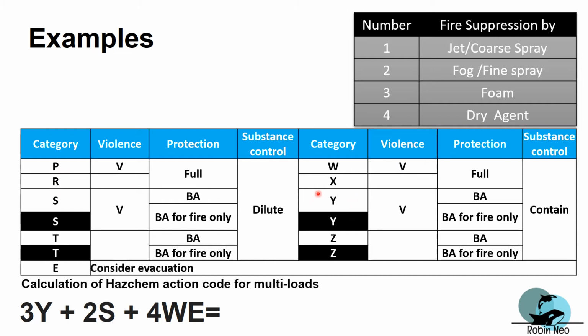Applying these principles we will choose Y from the given 2, that is 3Y and 2S. This resultant character, Y, is then compared with W, which is the most hazardous material and needs full body protection. So our second character will be W. The third substance has E as a third character and therefore the multi-load must also have an E. The resultant HazChem code for the 3 substances carried as a multi-load will therefore be 4WE.